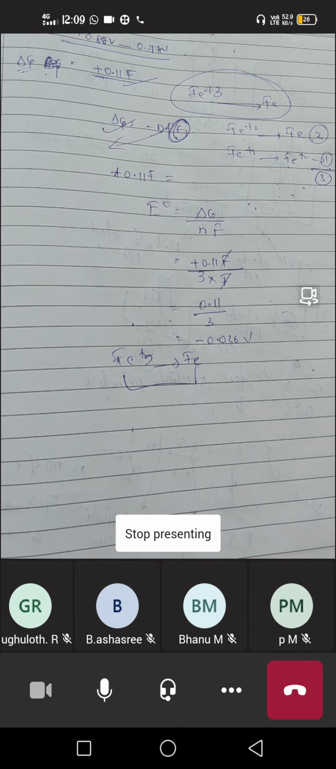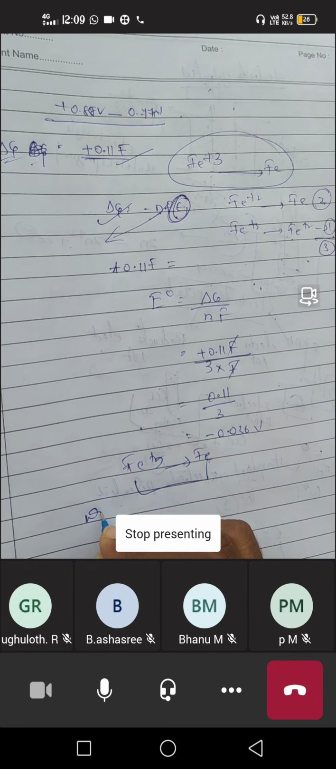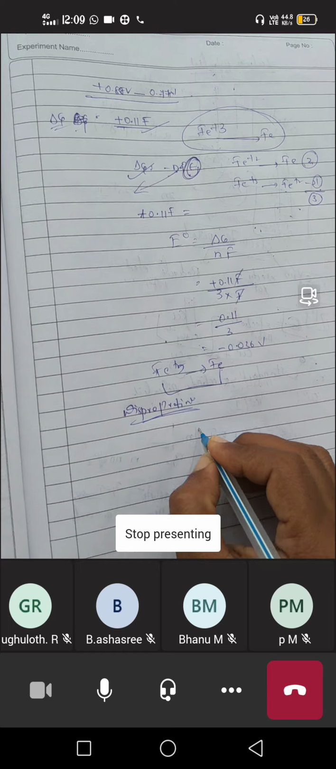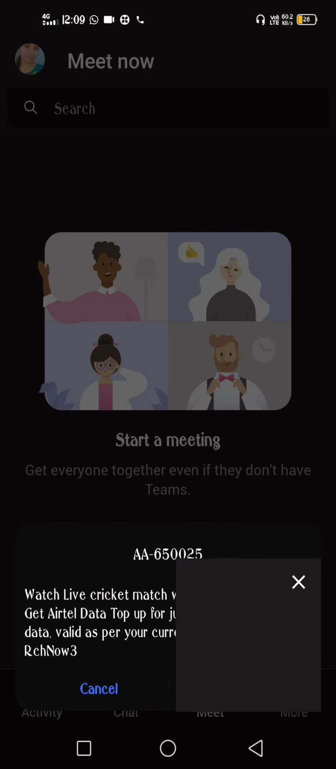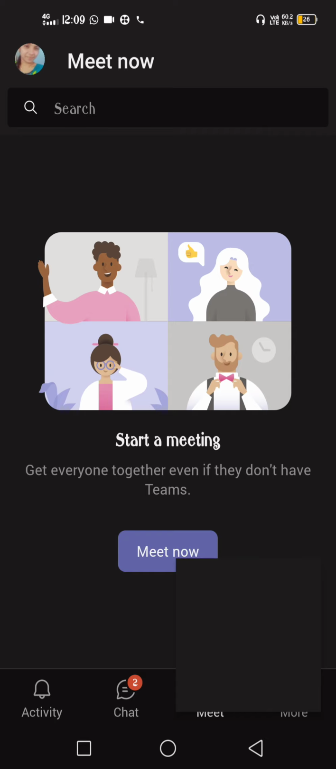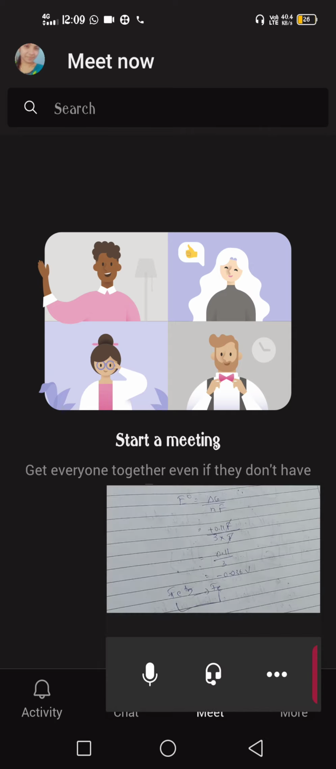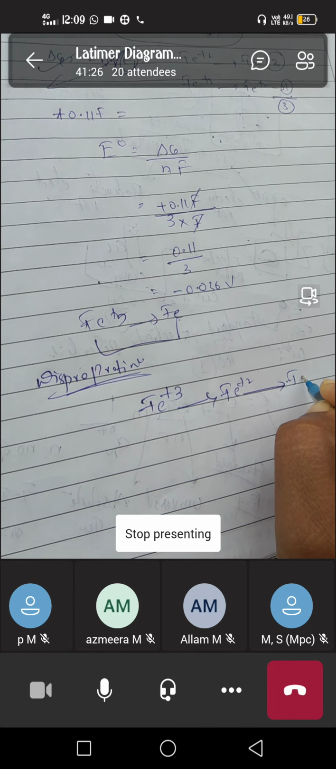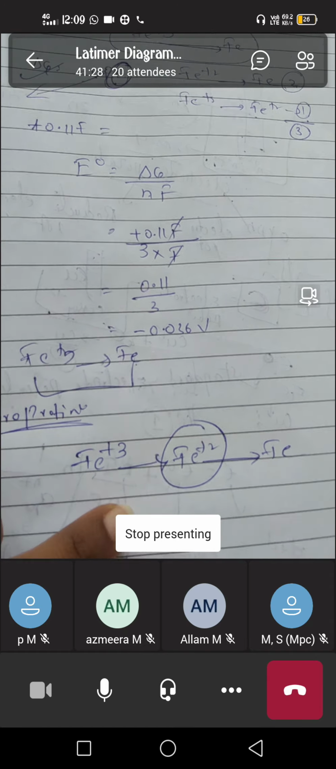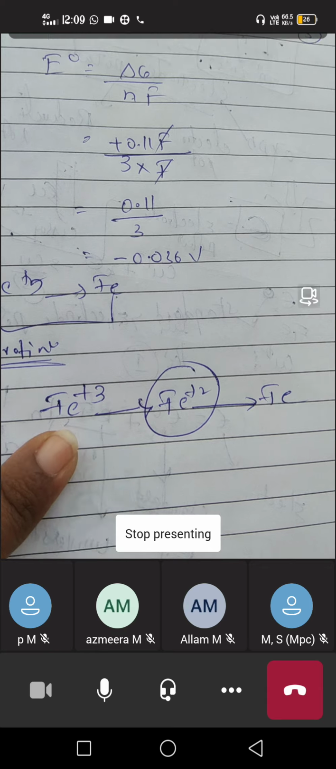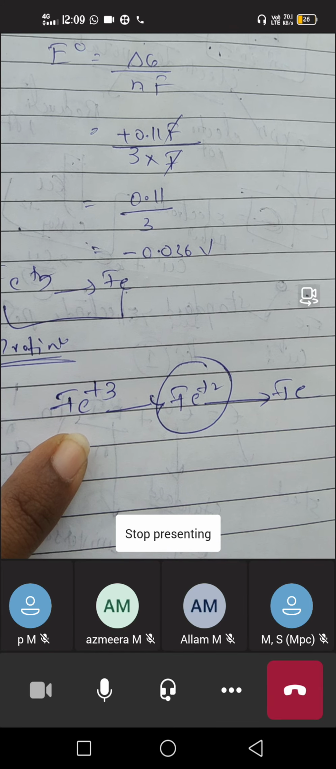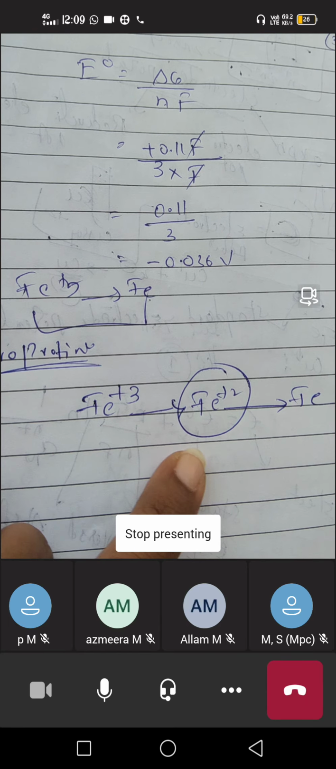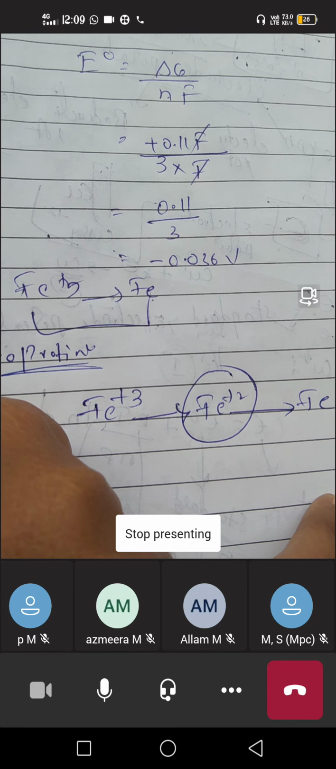And from this Latimer diagram we have another concept, that is the disproportionation reaction. This is very important. Disproportionation reaction means, if you see here, Fe+3 gives rise to Fe+2, and it gives rise to Fe. I am talking about Fe+2. On the left hand side of Fe+2 we have Fe+3, and on the right hand side we have Fe. On the left hand side we have the higher oxidation state, on the right hand side we have the zero oxidation state, that is the lower oxidation state.